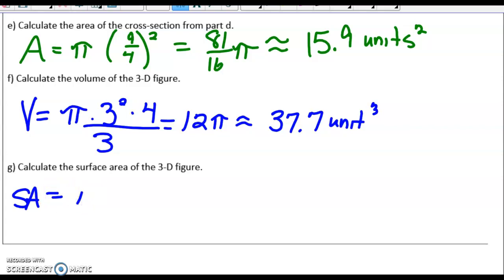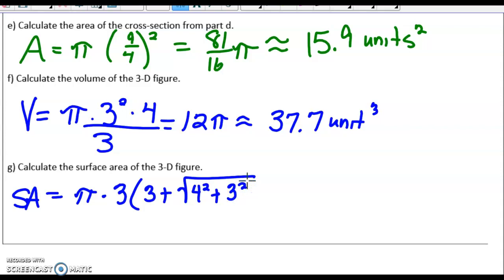And that is pi r, no, not pi r, pi r times r plus the square root of the height, which was 4, squared, plus the radius, which was 3, squared as well. Now, you can do that off to the side. Hopefully you're recognizing that's a triple. 16 plus 9 is 25, so that's going to equal 5.